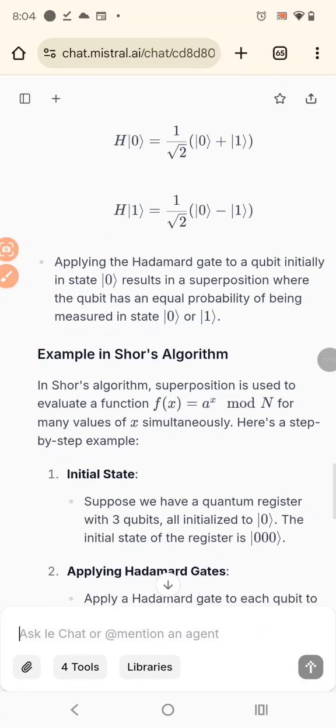Okay, now we are interested in looking into the algorithm where many values of x are superposed. So I have to ask a follow-up question here.